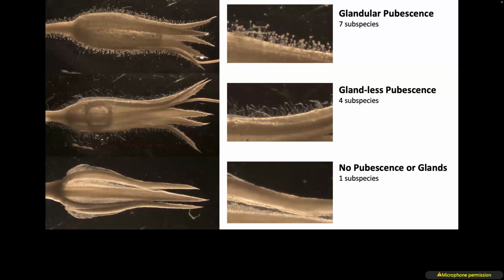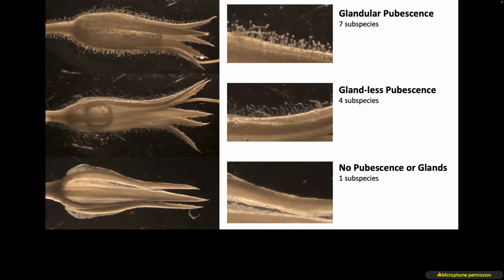And so what I mean by that is that on the top part, this is what a glandular pubescent sepal looks like. And so we get not only little hairs, but little oil droplets on top of those hairs. The second option is that you could be glandless, but still hairy. And then the third option is that you could be neither hairy nor having glands. But only one species is described as this.